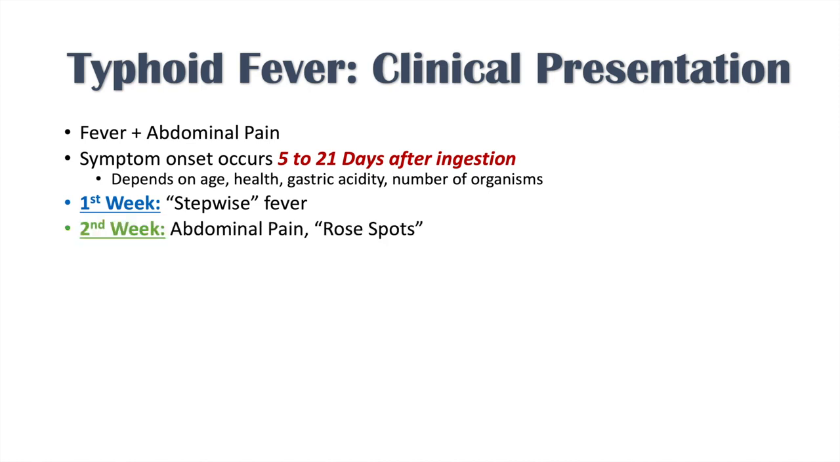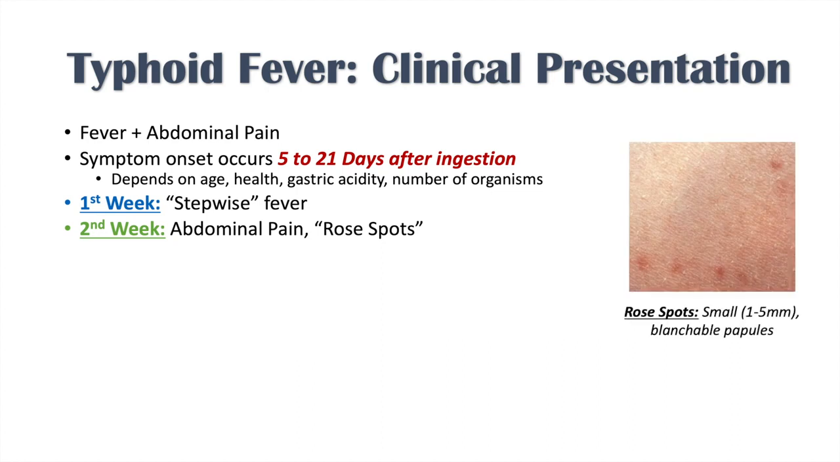In the second week of infection, this is when we see abdominal pain. And we also see what we call rose spots. Rose spots are small, usually 1 to 5 millimeters in size, blanchable papules. So you're going to see these on the skin of an infected individual. They're blanchable, so that means that if you actually push on them, they will disappear, but then will reappear. So those are what we call rose spots.